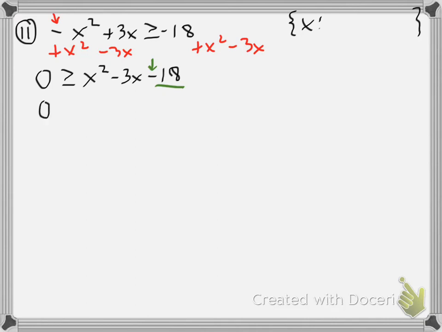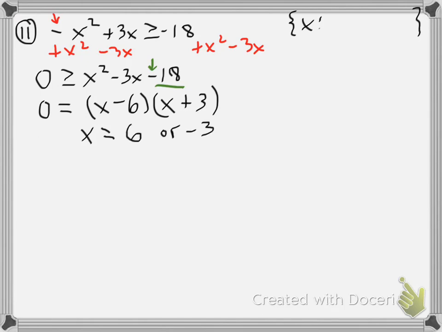So remember, I'm going to pretend it's equal for now. I need a 6 and a 3. I need an x and an x. And I need more negatives, so the 6 gets the negative, the 3 gets the positive. So now I know my critical values. This is not my answers, this is my critical values. 6 or -3. So if I have the number line, it's going to look something like this.